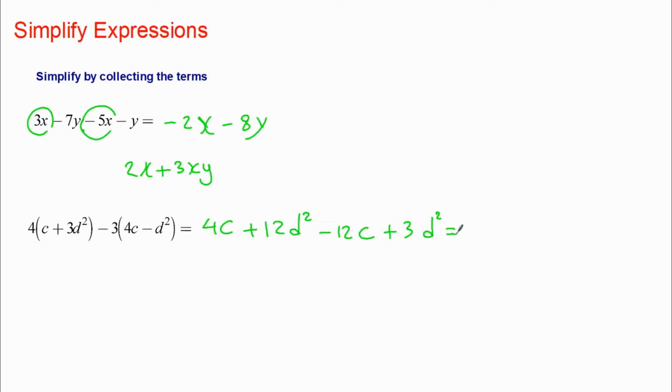We need to keep that organization going in algebra. We need to be completely organized when we do algebra. Now I need to again find the common terms. 4c minus 12c would be minus 8c, and plus 12d squared plus 3d squared would be plus 15d squared.